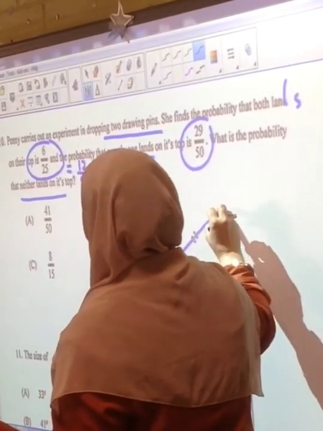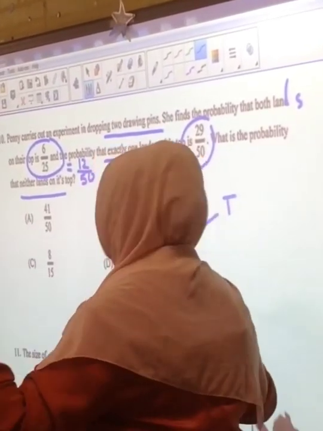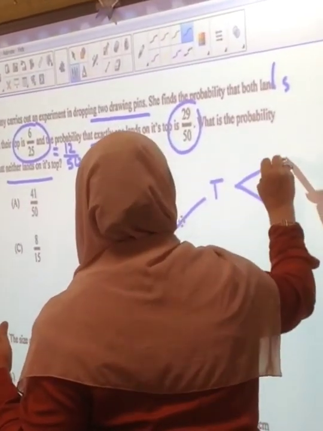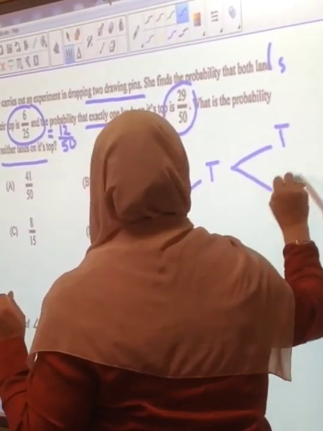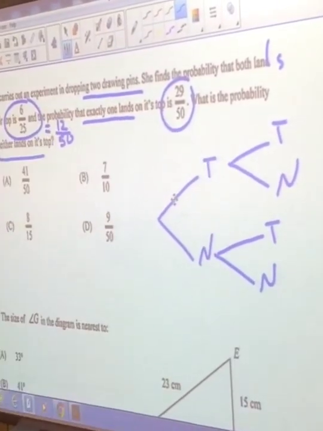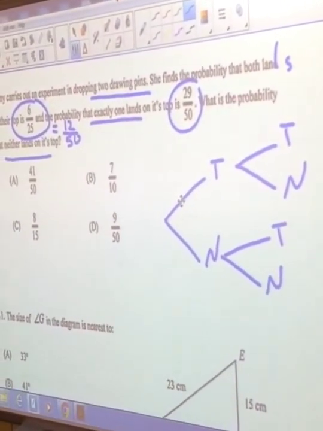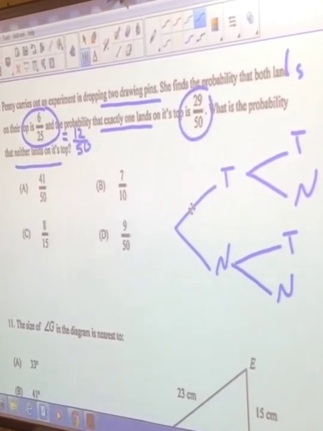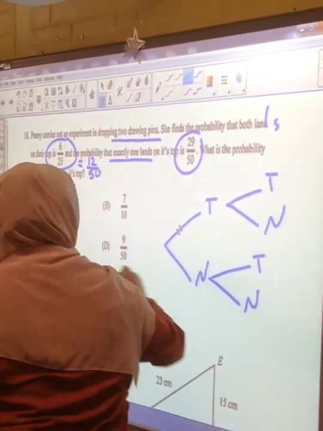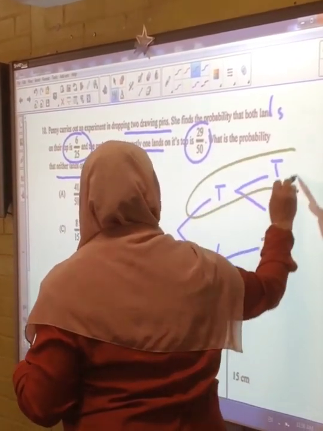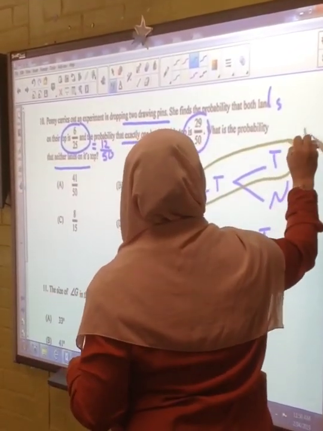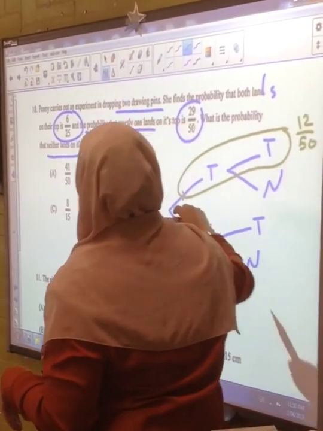So one can land on top, one not. One can land on top, the other not: top and not. Isn't that how we draw the tree? Yes. Okay. What's given to me here says both of them land on top, so it includes this part, right? So the probability of these two is 12 over 50.